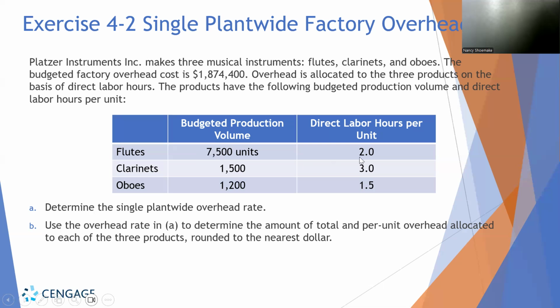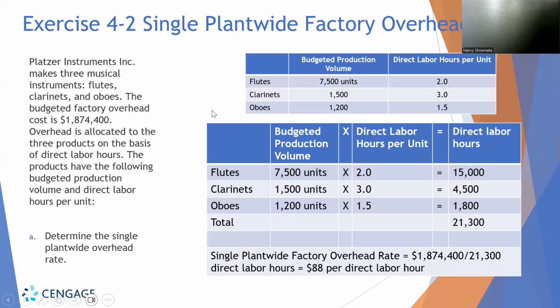So we'd need to do 7,500 at 2, that's 15,000, right? 1,500 at 3, that's 4,500. 1,200 at 1.5 would be 1,800. You take the 15,000, the 4,500, and the 1,800, and you come up with 21,300 in total hours. If you take the 1,874,400, divide that by the 21,300, do you see we're coming up with $88 per direct labor hour?